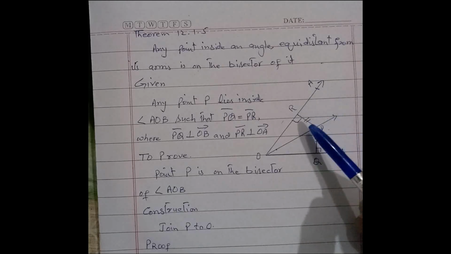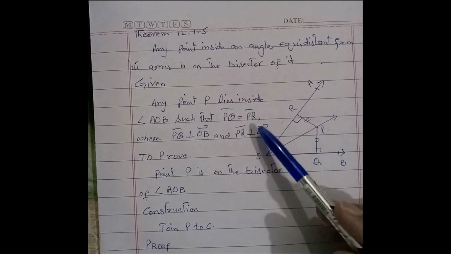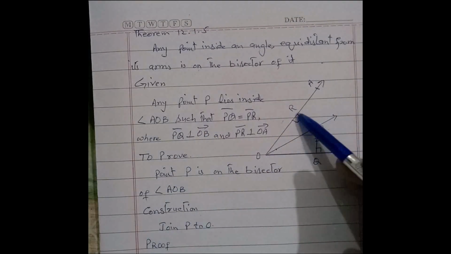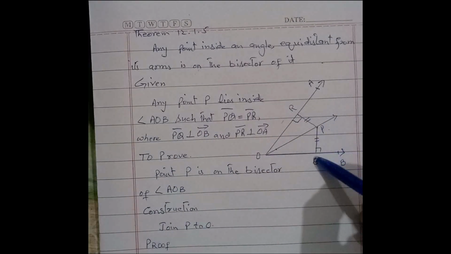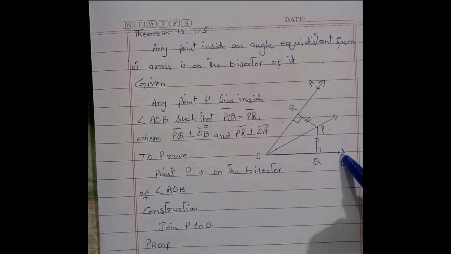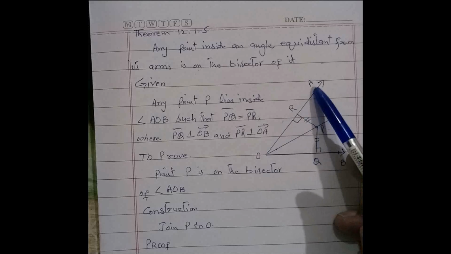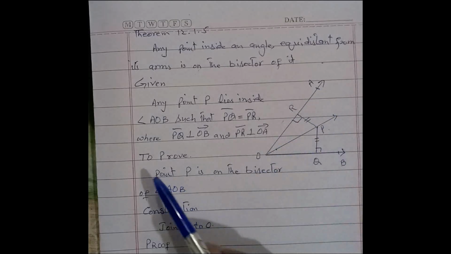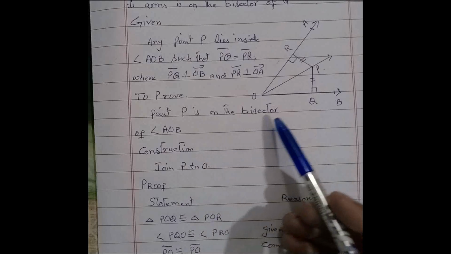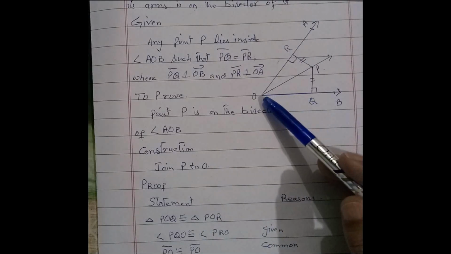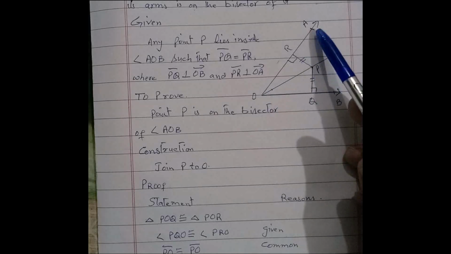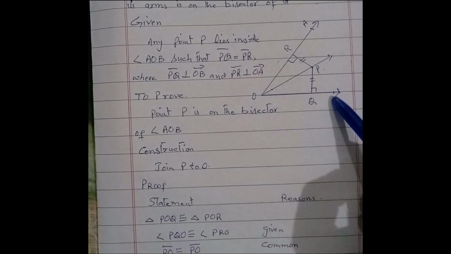So given is any point P lies inside angle AOB such that PQ is equal to PR. This side is equal to this side, where PQ is perpendicular to OB, PR perpendicular to OA. And we want to prove that P is on the bisector of angle AOB.